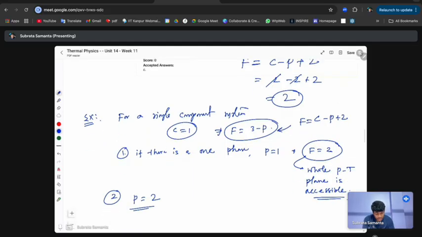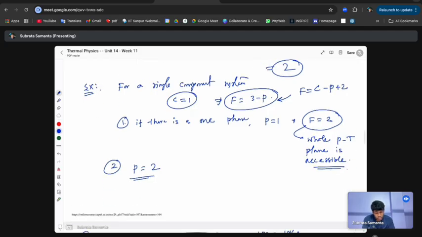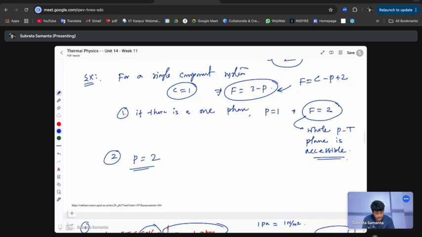So if you choose only one phase, that means p equals 1 and f equals 2, so there are 2 degrees of freedom, then the whole pT plane is accessible. Now if we choose p equals 2, that means there are 2 phases, so f equals 1, because this is basically some line. So the coexistence line in the pT plane is accessible, right?